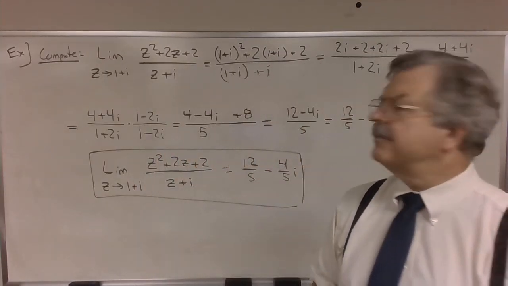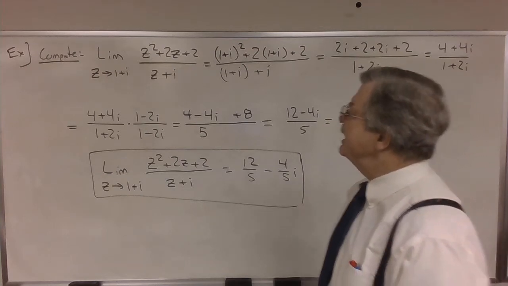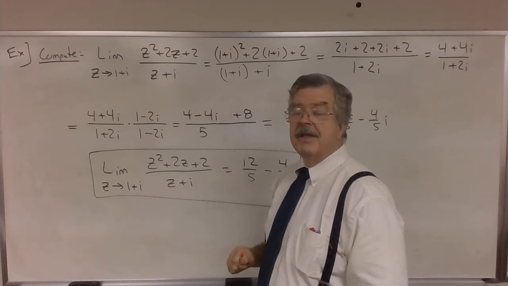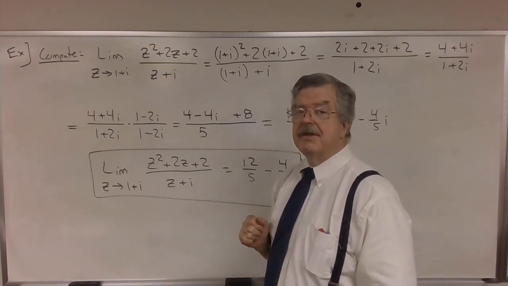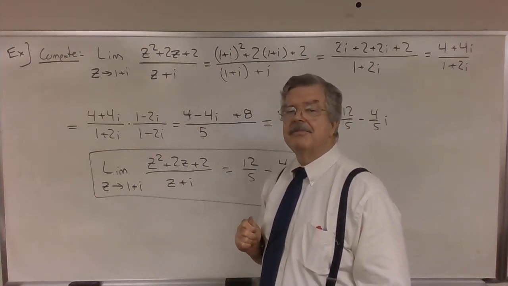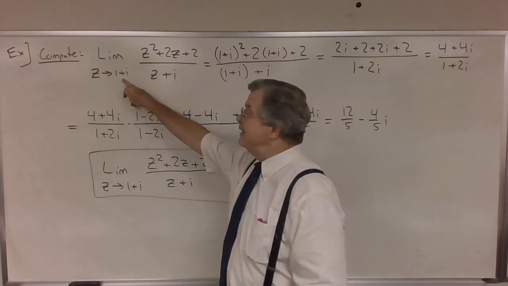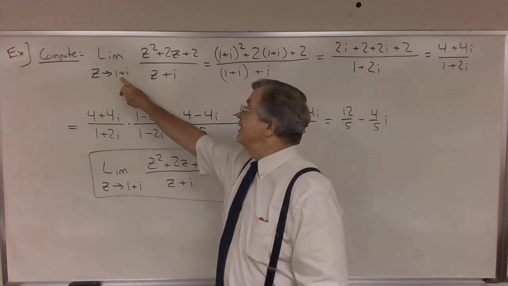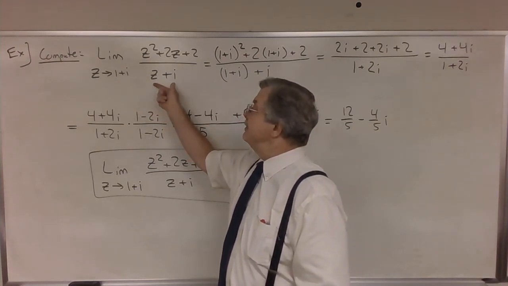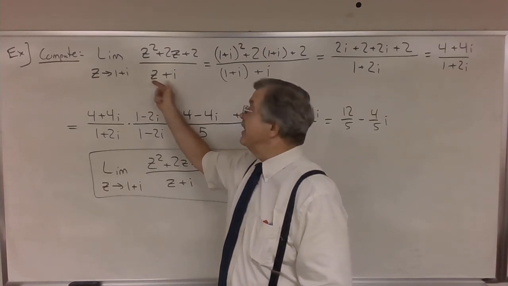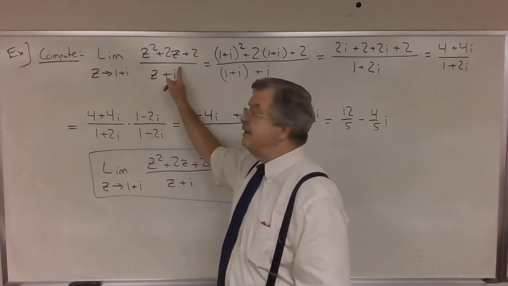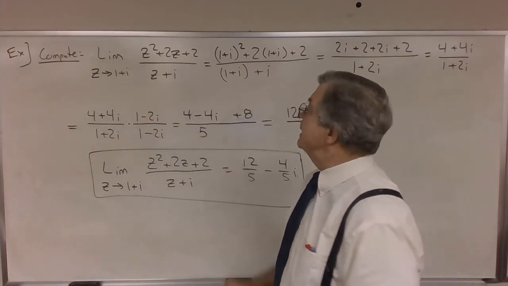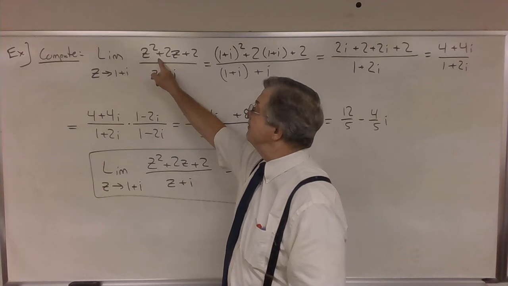Just as a remark, notice how we simplified everything. We said this was the quotient of polynomials, so it was the quotient of continuous functions, therefore continuous at every value of z except values of z that cause division by 0. If we plug this in, does it cause division by 0? No. So this function is continuous at that point, so we can compute its limit just by plugging this value in.